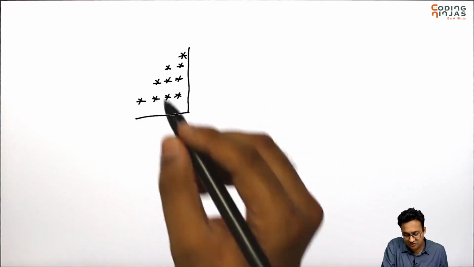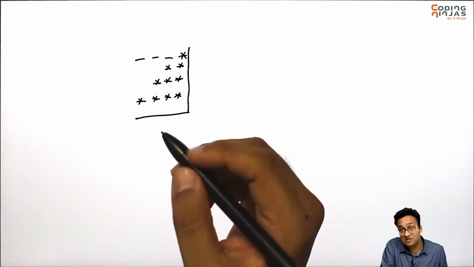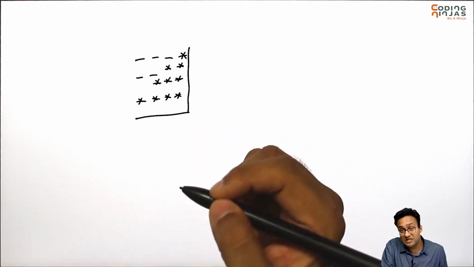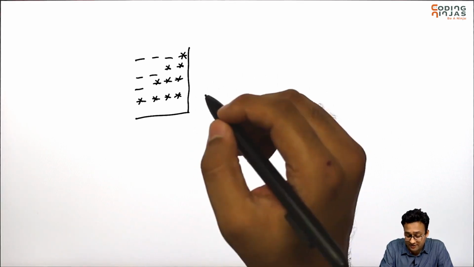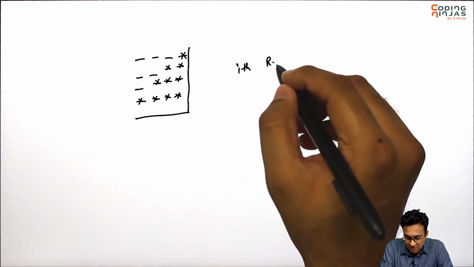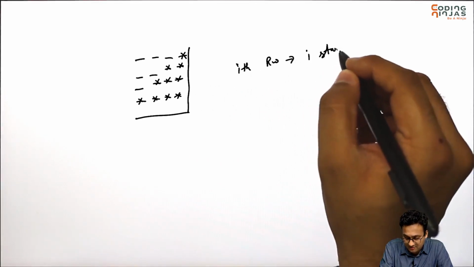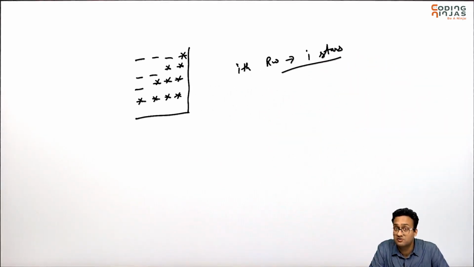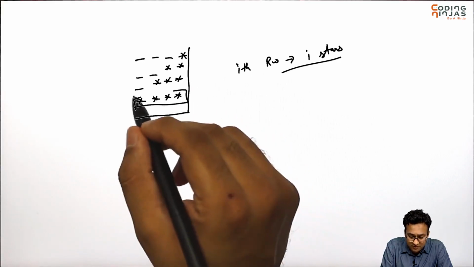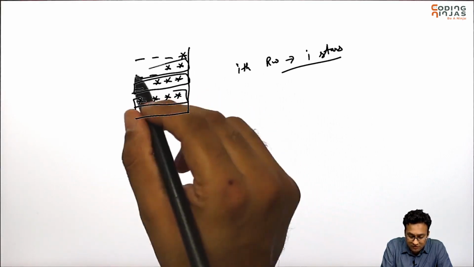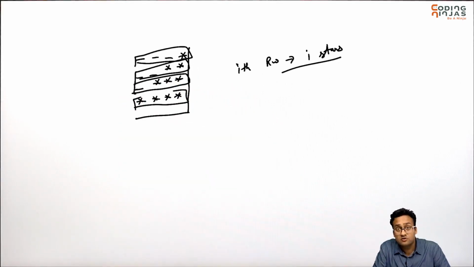So effectively the first row has 3 spaces and 1 star, the second row has 2 spaces and 2 stars, the third row has 1 space and 3 stars, the fourth row has 4 stars, right? So if you look at it, the ith row has i stars. First row has 1 star, second row has 2 stars, third row has 3 stars, fourth row has 4 stars. And the sum of spaces and stars in each row is 4. 3 plus 1 is 4, 2 plus 2 is 4, 1 plus 3 is 4. So each row has number of spaces plus stars equal to n.